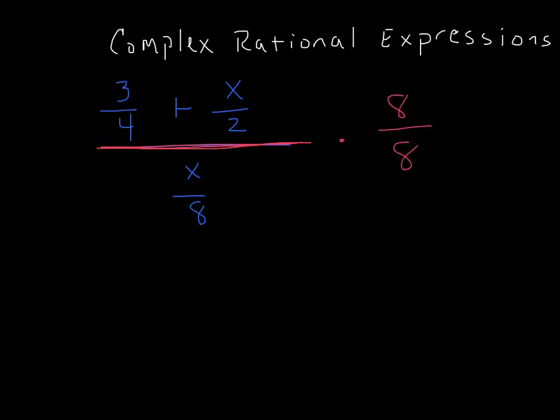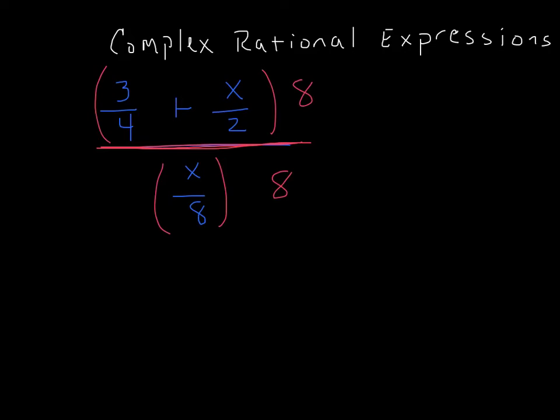Okay, and you're just going to distribute it to everything on top. So everything gets multiplied by this 8 up top, and everything gets multiplied by this 8 on the bottom. Okay, so that's what you're doing there. I'm going to erase this little part because it got a little messy. But that's what you're doing. You multiply the top and bottom by the same thing to get rid of your denominators.